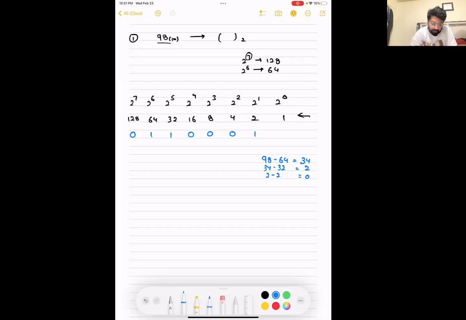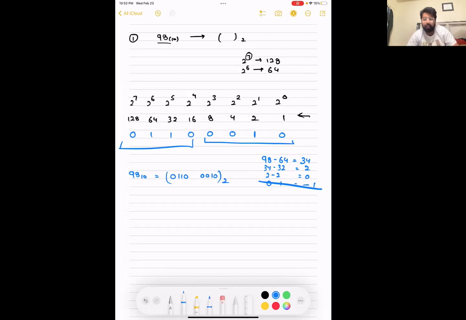Since we used this 2 minus 2 here, we're going to say we used it, so we put 1 here. Now we have 0. 0 minus 1 is a negative number, so we cannot use this. So this is 0. There you go. That's it. Let's divide them into 4 bits each. So 98 in decimal is equal to 0110 0010 in binary. That was our first problem.